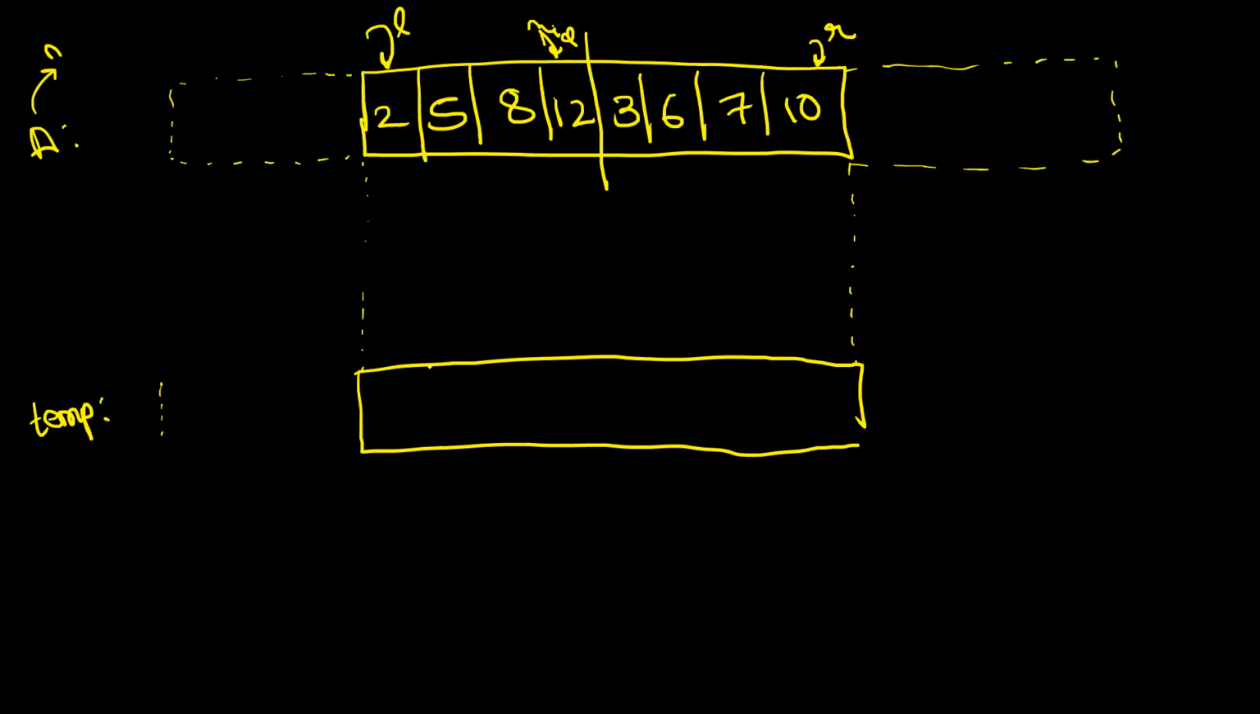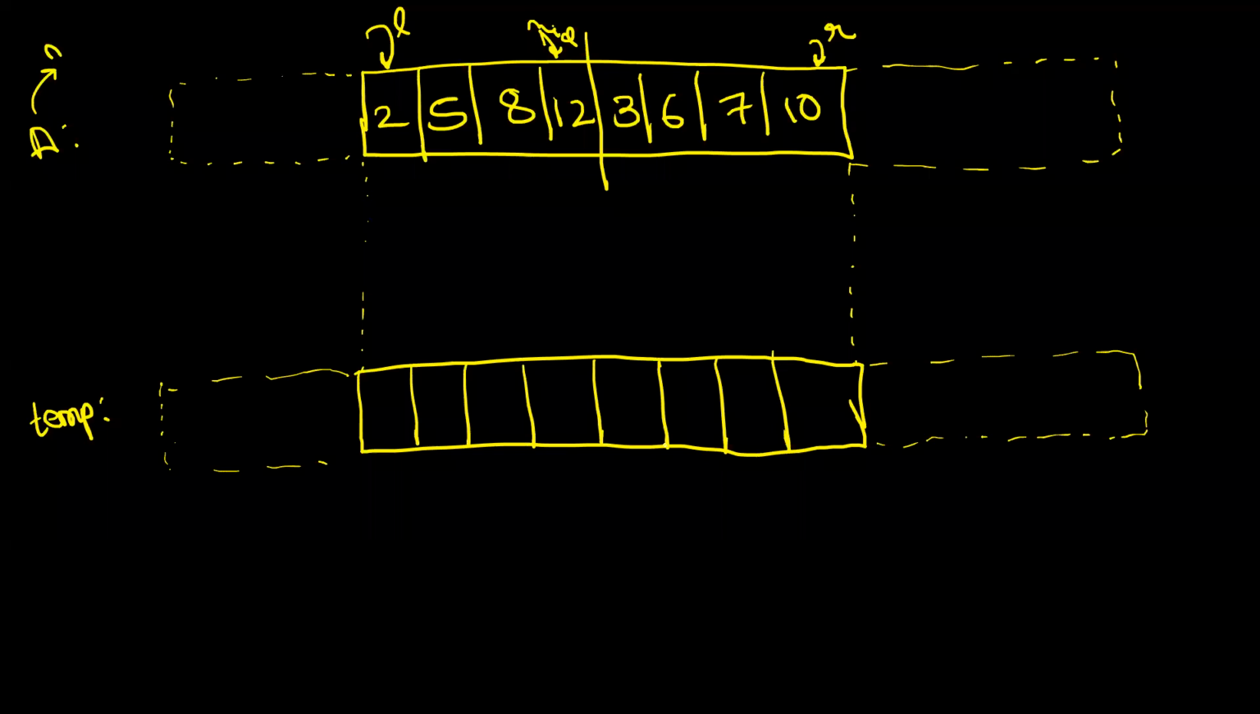I say make a new array temp of size n, which is the size of the original array. Now tell me, guys, when I make an array temp of the same size as the original array, definitely it will also have index L, mid, and R. Does everyone agree? Boss, you have made an array of size n, so definitely it will contain index L, mid, and R, for sure.